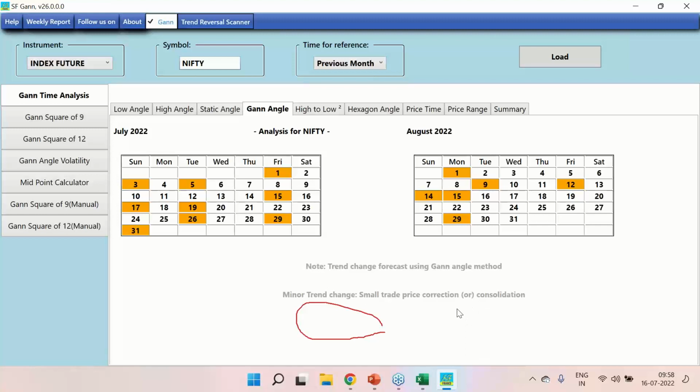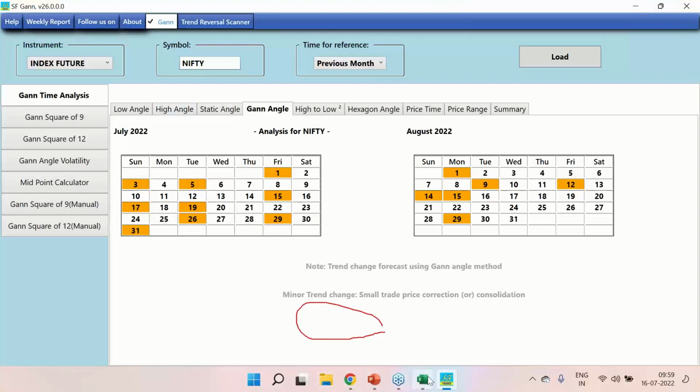So when you know the consolidation days, what you have to do? Short strangle, sell something in the options. So those are the days, beautiful days for the option selling. Those are the days consolidation is going to happen. So you should utilize this particular tool based on your own convenience.